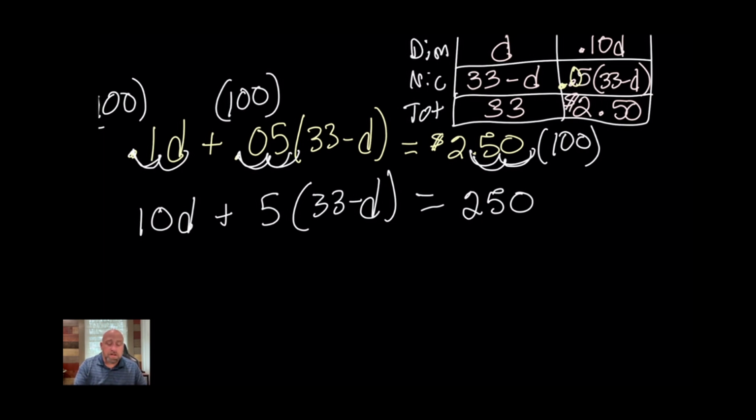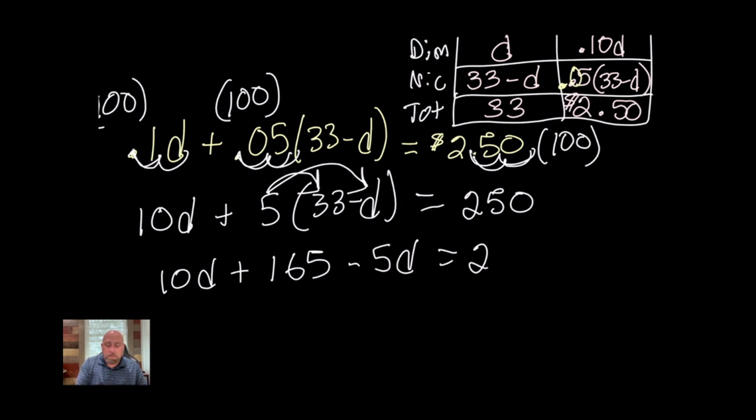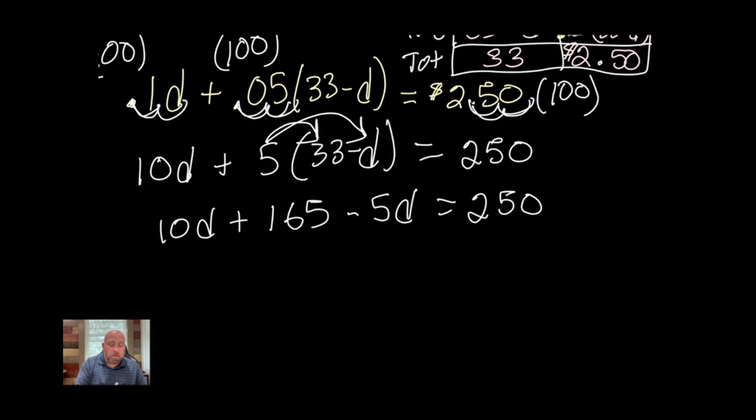How do we solve equations? Do what you can do. We're going to multiply this 5 through here. So we're going to get 10d plus 33 times 5 is going to give us 165. You can go ahead, use your calculator if you need to there. Minus 5d equals 250. All we did was we distributed right here. Do what you can do. That's the first step to solving an equation.